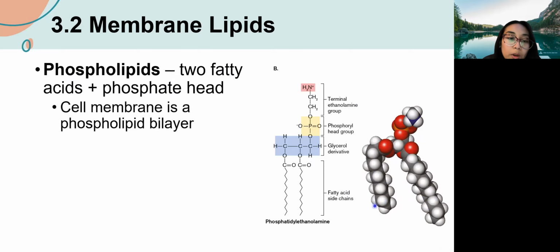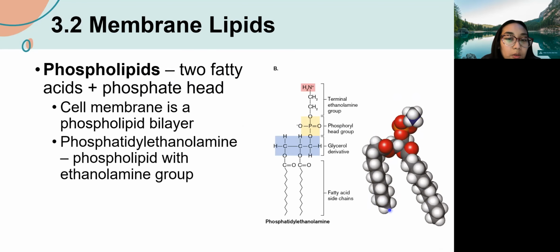And in the cell membrane, it's a phospholipid bilayer, meaning that you have 2 layers of it. By the way, in the textbook, they call each layer a leaflet. So one layer of phospholipids is one leaflet, and then the second layer, the inner layer, is your second leaflet. So that's just how they call it. So just some examples of phospholipids that you'd find in bacteria.